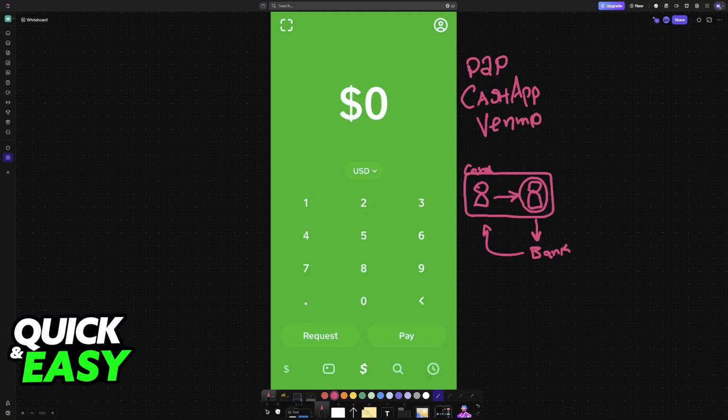Of course, this relies on trustworthiness, because if the other person does not send it to their bank and then back to you, you would have lost the money. So only do this with people you trust, like close friends and relatives.